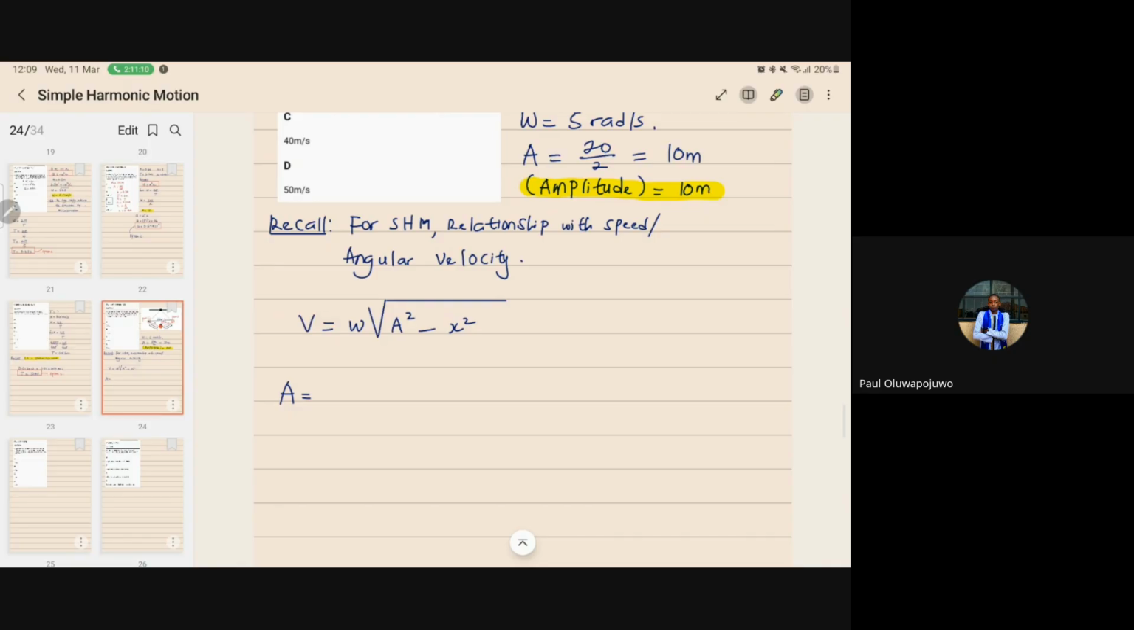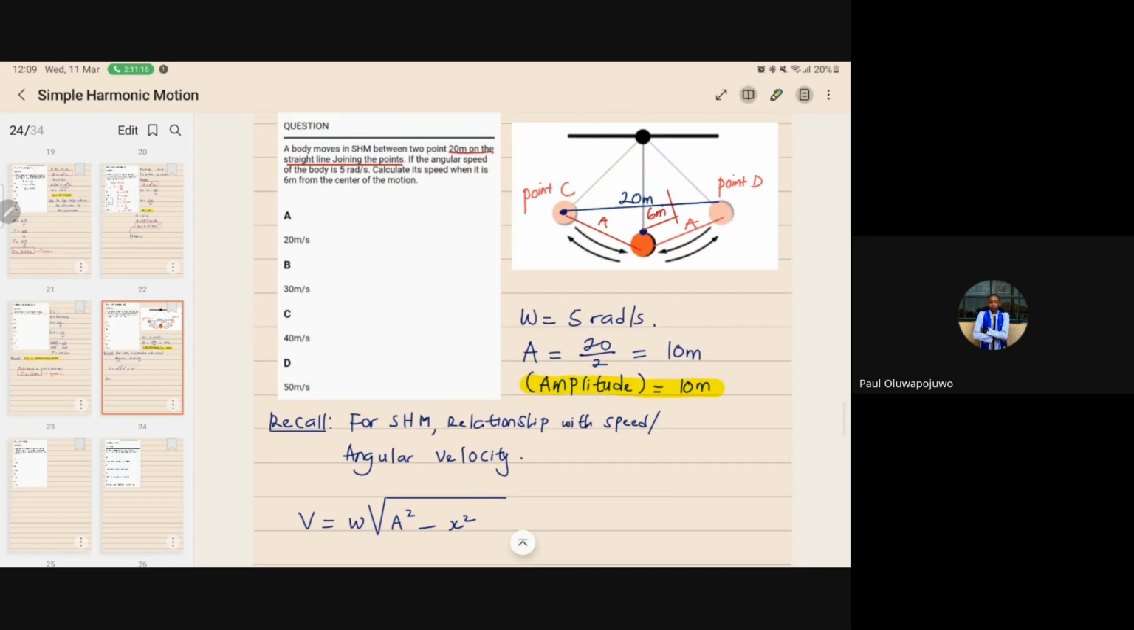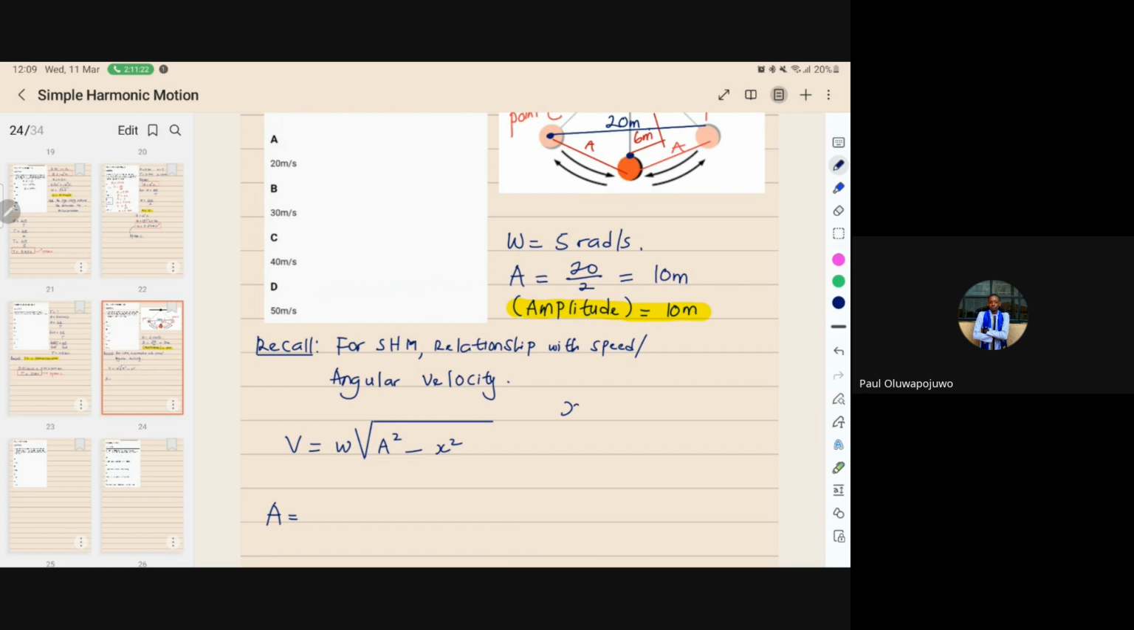So that said, I can plug in my values now, right? Remember that they are looking for the velocity at the point x equal to 6, right? So we have our amplitude. Now we have that x is equal to 6 meters.